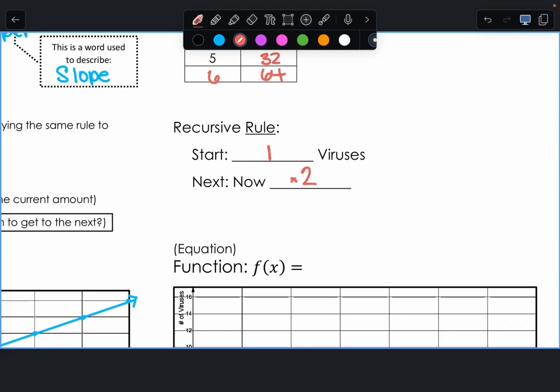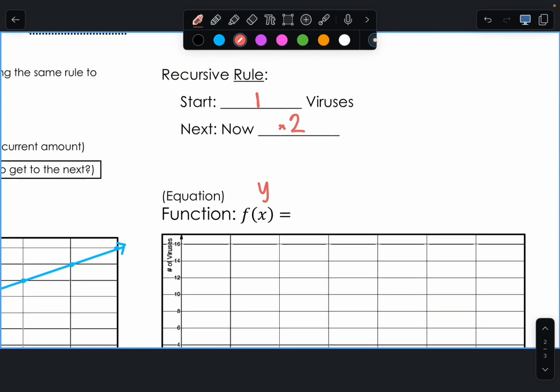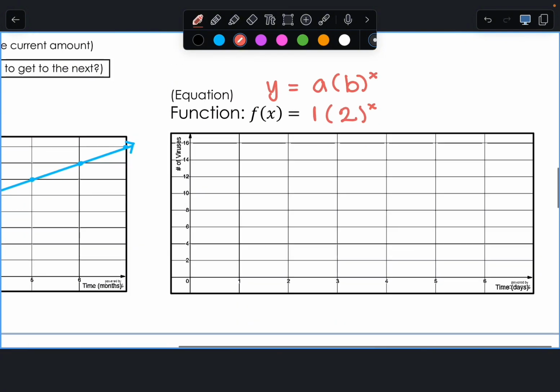Now, the equation for an exponential function is y equals a times b to the power of x. A is your initial value, which is 1. B is the factor, the number that we're multiplying by every single time, which is 2. We're doubling. When I graph this one, I should end up with a what? Curve.